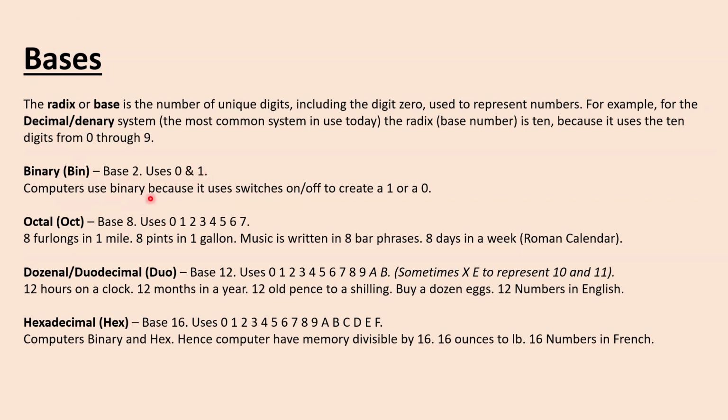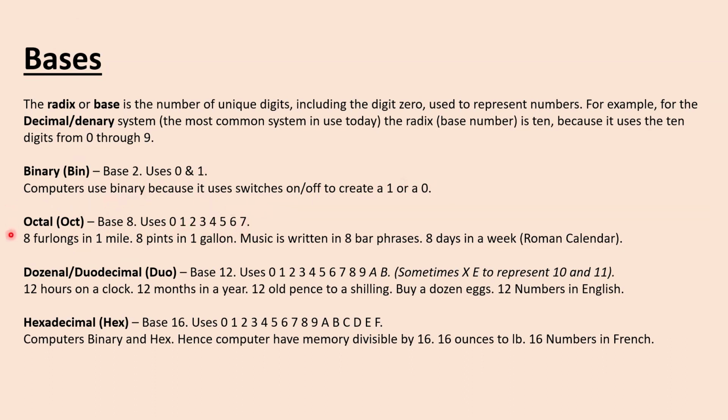So computers use binary because it uses switches to operate. Many, many switches. And it's either on or off. Off 0, on 1, to create a 1 or a 0 physically. That's how computers work. Octal, base 8, uses 0 through to 7. No 8 or 9 when counting.